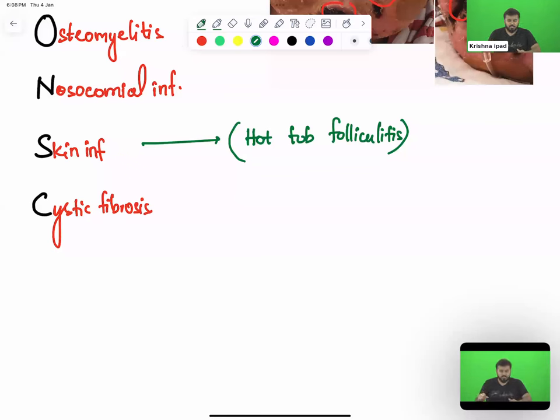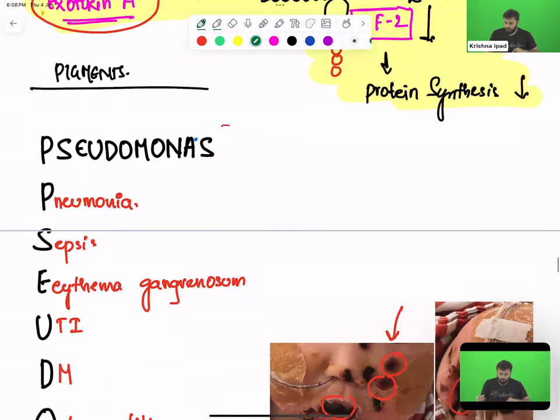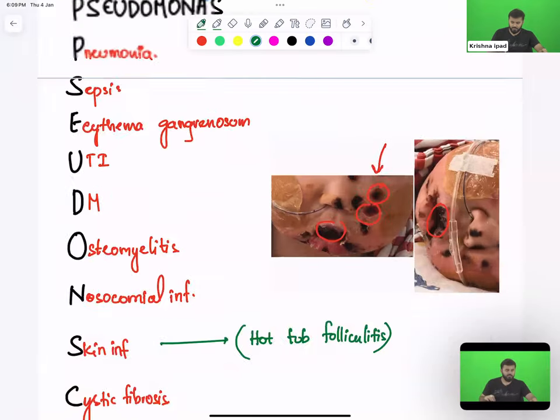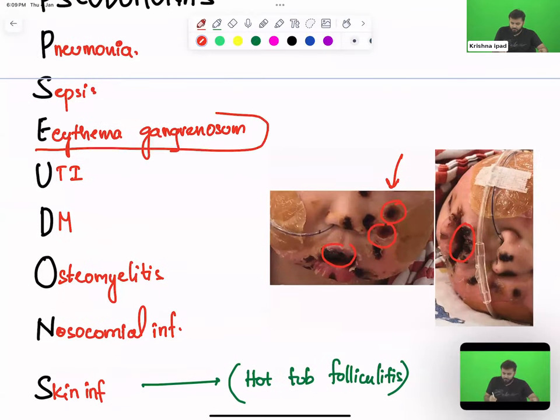So yesterday we were discussing the Pseudomonas infections. I told you to remember this mnemonic, Pseudomonas, and you will get all these important things. Now, by the way, tell me, what is this infection over here called? Yeah, those who attended yesterday. So this infection over here is your ecthyma gangrenosum. You forgot? Ecthyma gangrenosum. Yesterday I told you, you remember ecthyma gangrenosum.